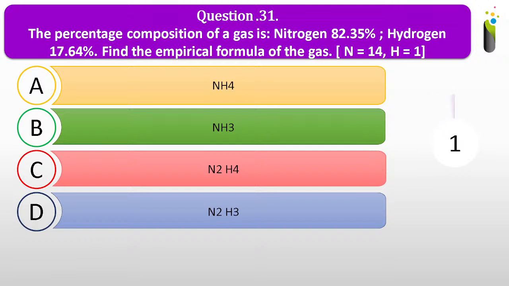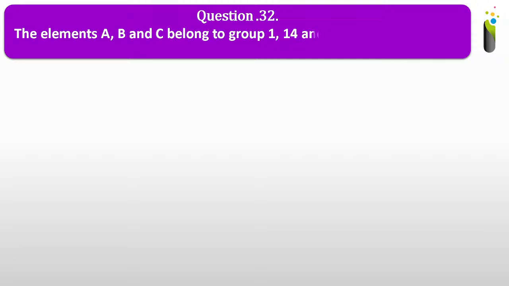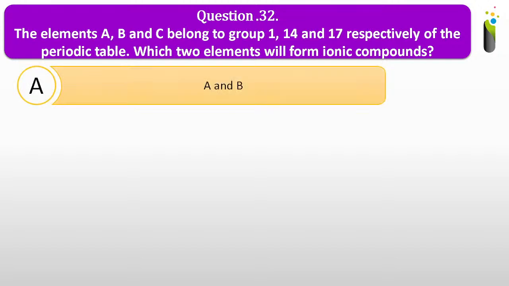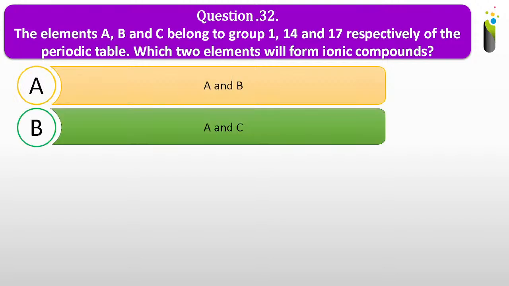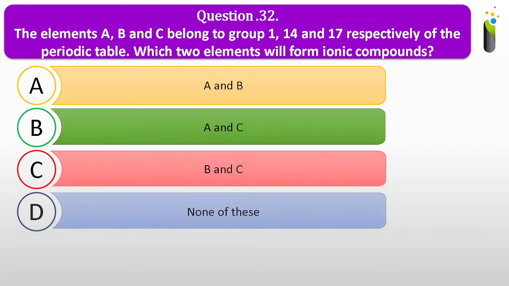And the correct answer for question number 31 is B, that is NH3. Going ahead with question number 32. The elements A, B, and C belong to the group 1, 14, and 17 respectively of the periodic table. Which two elements will form ionic compounds? A, A and B; B, A and C; C, B and C; D, none of these.